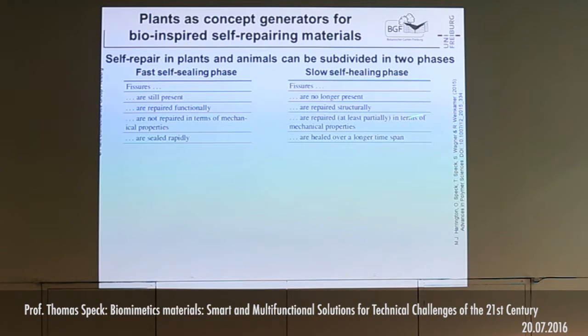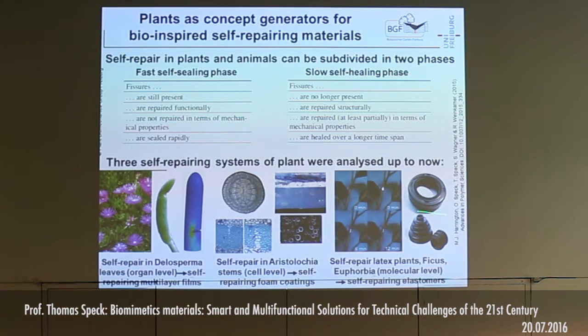And later, the so-called self-healing phase starts, in which the cut is no longer present. It's repaired structurally, and at least part of the mechanical properties are restored, and it takes much longer, and much more biology is involved. New cells are built, new materials are built. We looked at 3 different systems in plants which we analyzed and transferred at different levels. One is the self-repairing Delosperma leaves, where if you cut a Delosperma leaf, it bends, and by bending it closes the fissure, and we want to produce self-repairing multi-layer films out of it.